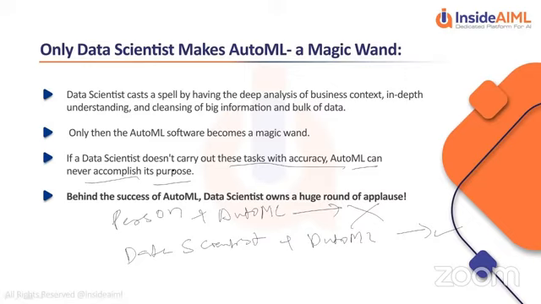Behind every success of AutoML, the data scientist deserves a huge round of applause. If a company writes that our model is dependent on AutoML, that doesn't mean they are not using a data scientist. Behind that, there is a data scientist who is making it work. I hope you understood. Any confusions, guys? So this is your answer. Now you can make your own conclusion.